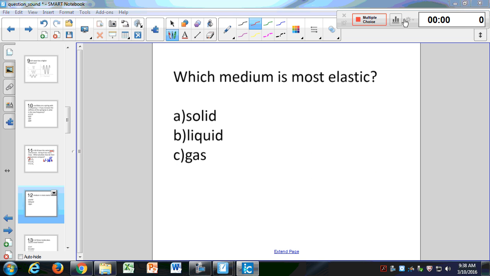Which medium is the most elastic: solid, liquid, or a gas? I think we had a similar question in class last time, or maybe the same question. All right, I'll stop at 20.